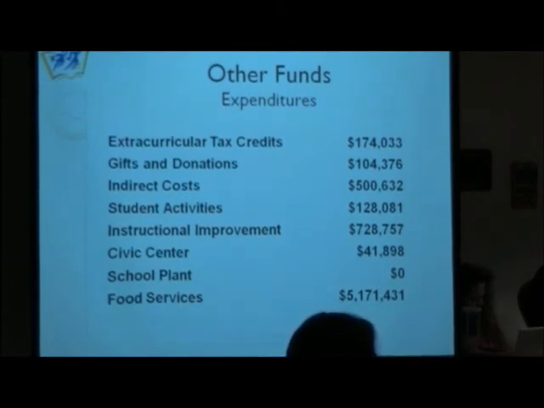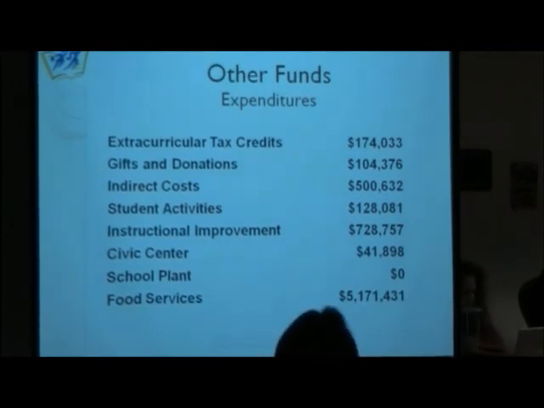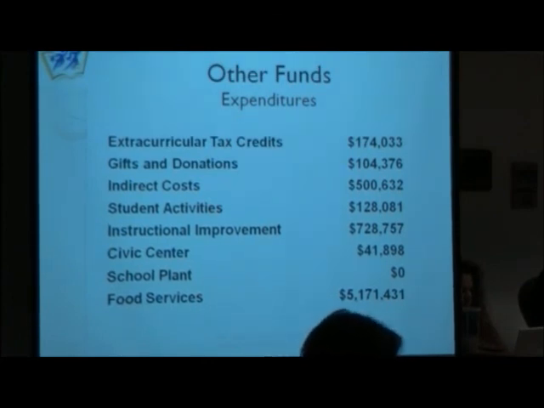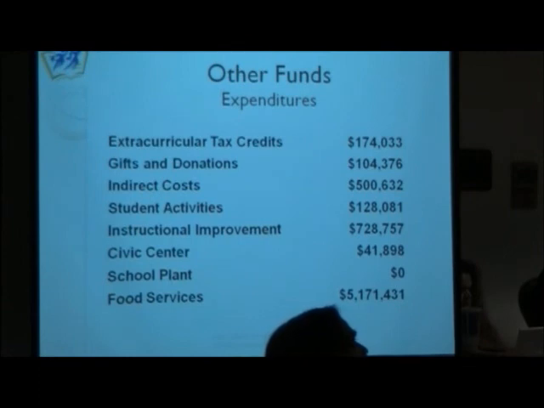Instructional improvement is Indian gaming monies, and we'll talk about that a little bit more in the budget update. Civic Center is monies we get for renting our facilities, so there's a couple of preschools. There's a lion's share of those revenues, and of course food services. School plant is from the sale of district assets. That comes in very small amounts as we sell obsolete equipment, and when it gets high enough, we traditionally have used that to buy school buses with. Also the cell tower money is in there.